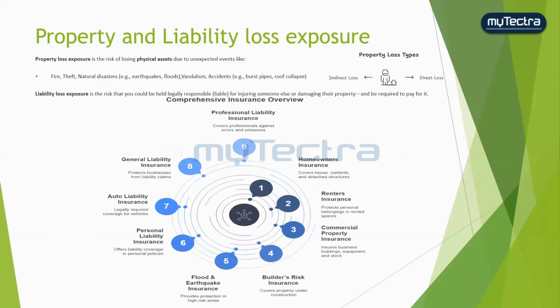Then we went on to explain property and liability. On a very high level, property loss exposure is the risk of losing physical assets due to unexpected events. Liability loss exposure is the risk that you could be held legally responsible for injuring someone else or damaging their property and be required to pay for it. In normal terms, this can be termed third-party insurance. That is what is meant by liability loss exposure.